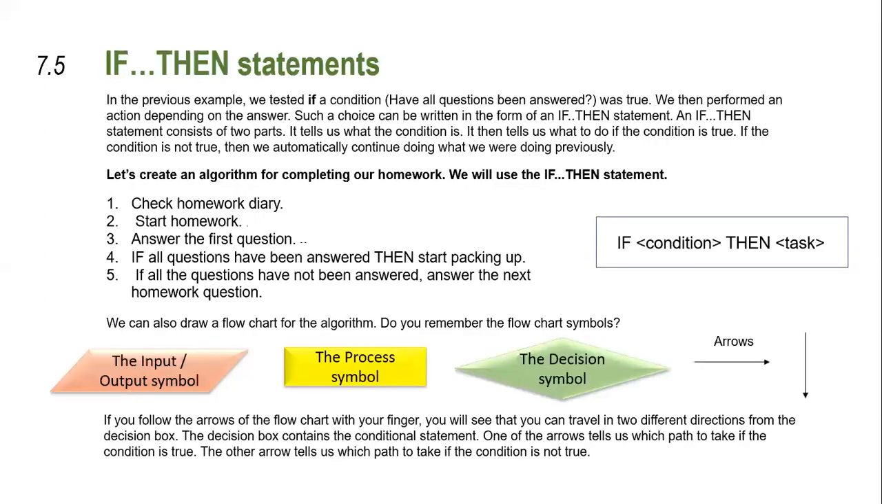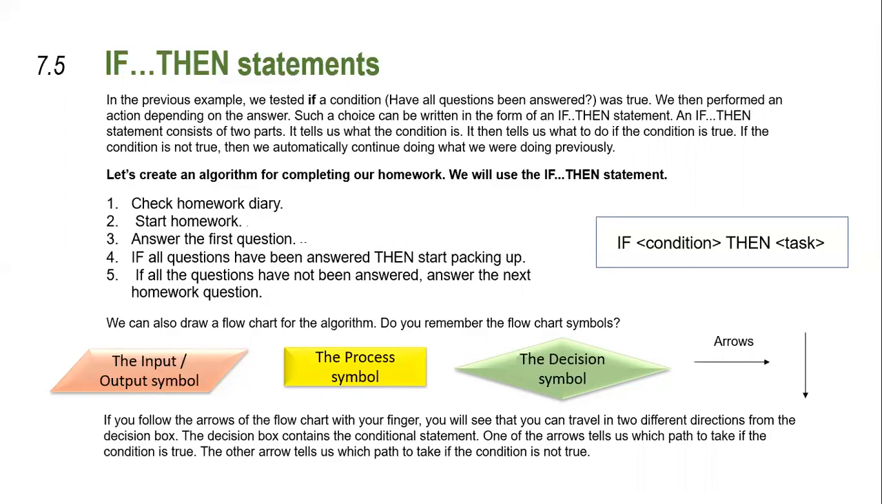There are two kinds of conditional statements, which we are going to discuss today. The first one is the if-then statement. In the previous example, we tested if a condition, have all questions been answered, was true. We then performed an action depending on the answer. Such a choice can be written in the form of an if-then statement.